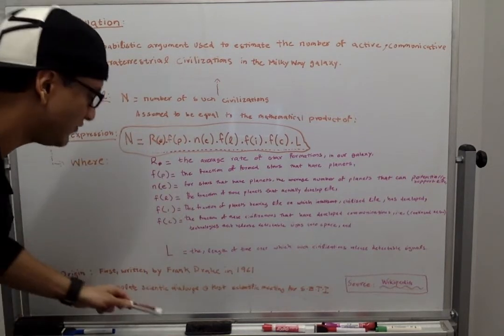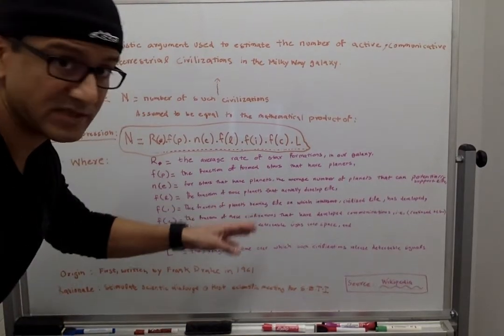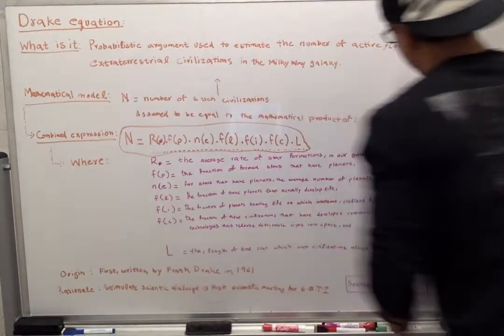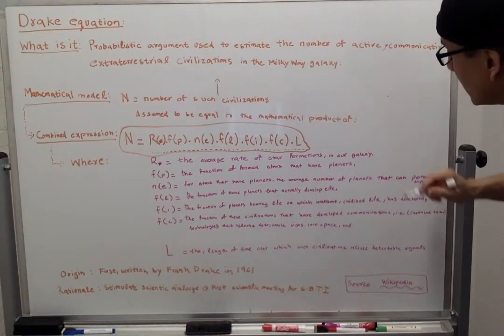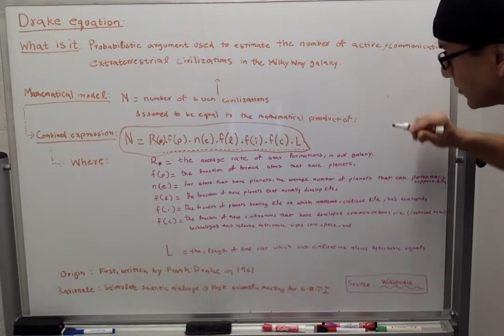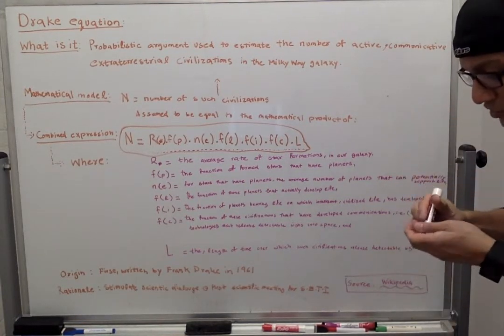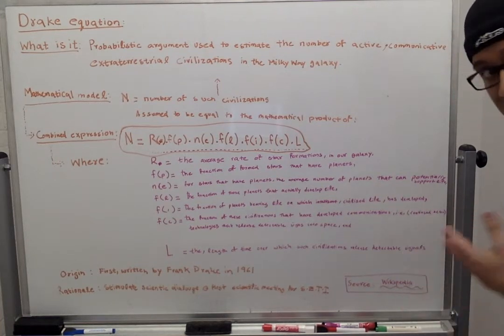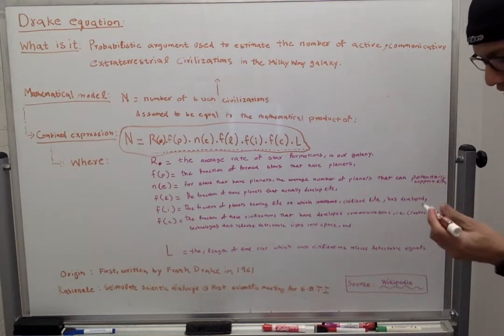Where R is the average rate of star formation in our galaxy. So for those who may not know, if we are here, say this is our solar system, we have all these planets: Mercury, Venus, Earth, Mars, Jupiter, Saturn, Uranus, Neptune. Pluto is not a planet, but I think we found another one, a smaller one.